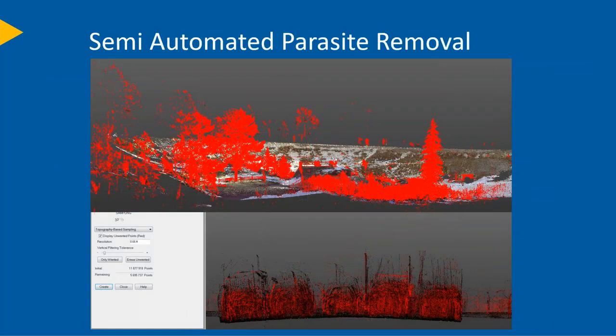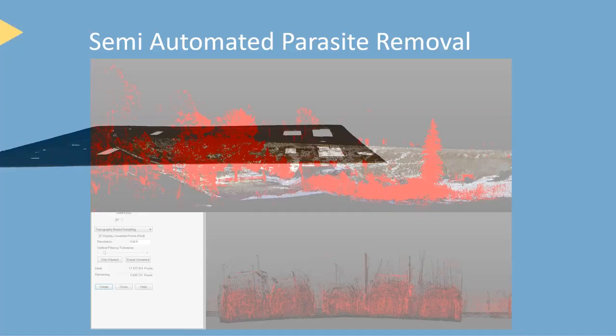When I talked about cleanup, there's options to go through and remove parasites. These are just points that you really don't want, such as vehicles passing by or people walking by, or even vegetation for that matter. So you'll want to look for ways to remove that with an automatic or semi-automatic method. You don't want to have to manually go through and remove these types of objects.